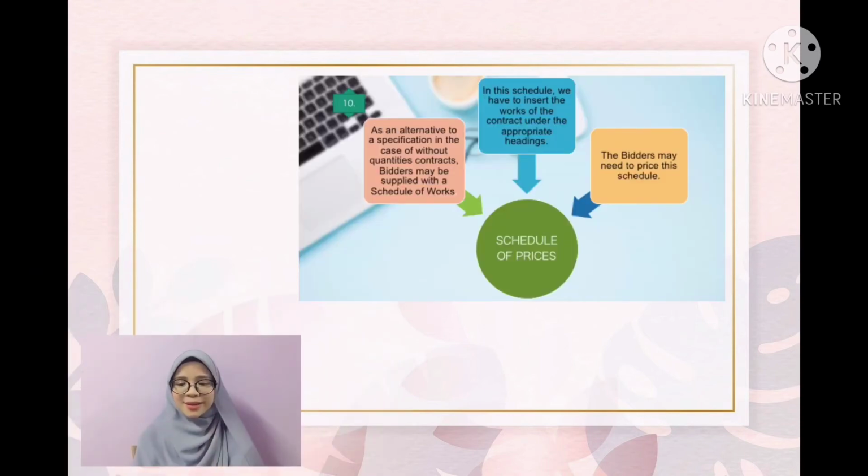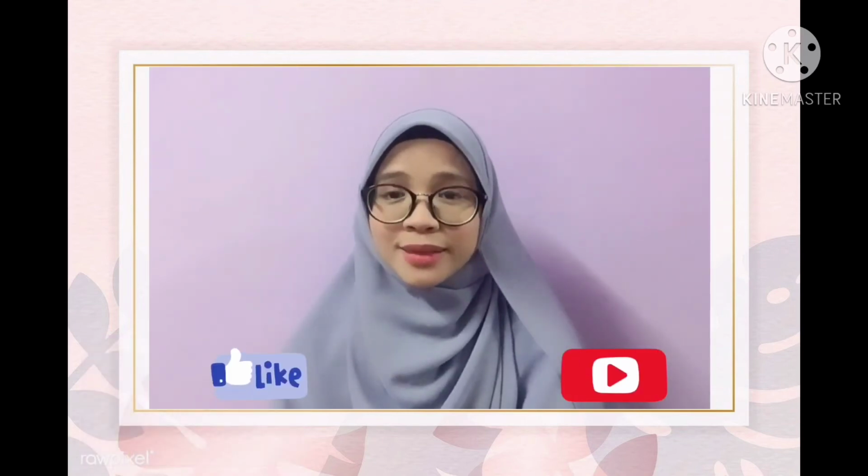And the last content is schedule of price, as an alternative to a specification in the case of a contract without quantities. Bidders may be supplied with a schedule of works. In the schedule, we have to insert the works of the contract under the approved price headings. The bidders may need to price this schedule. That's all, the 10 main steps to prepare a tender document.